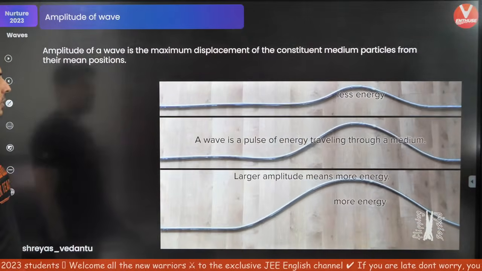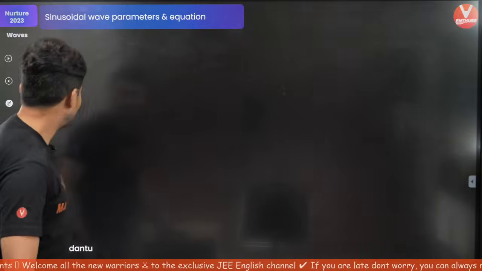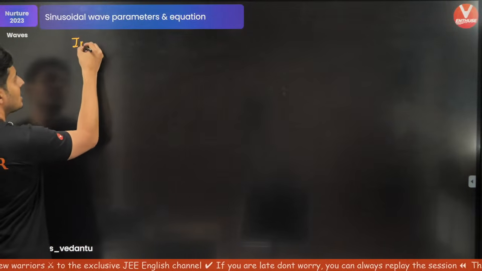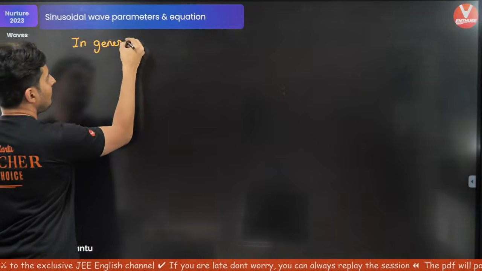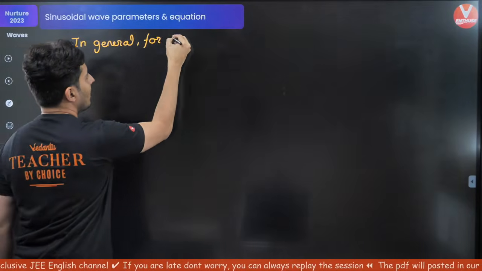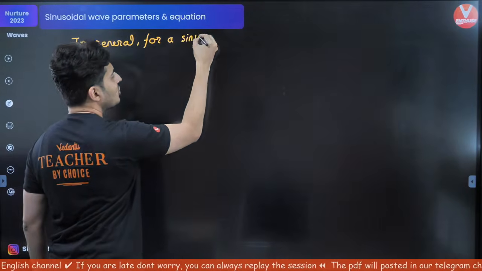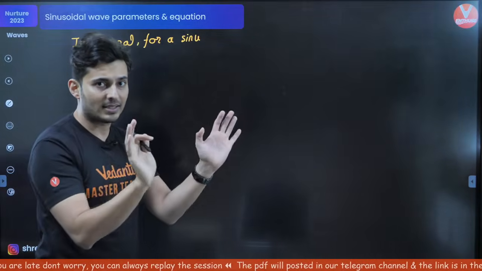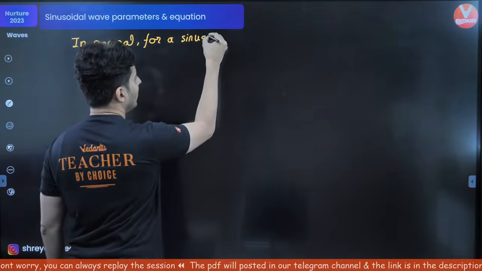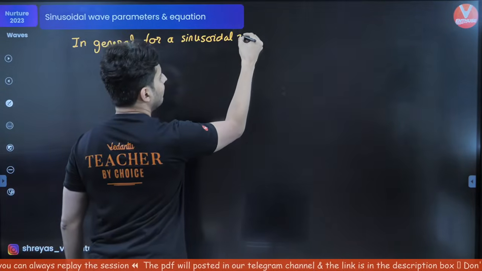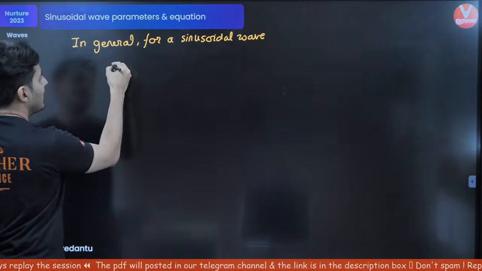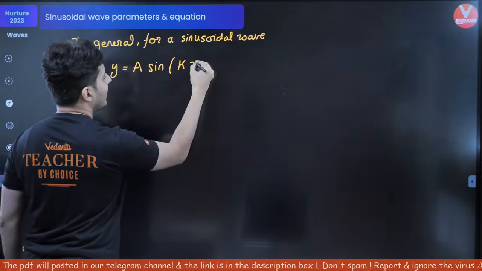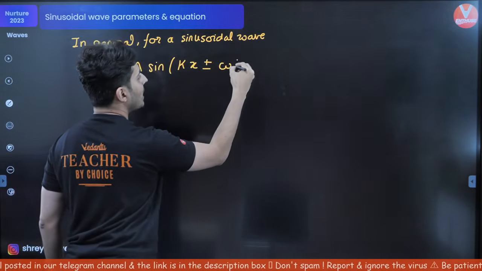So we just discussed amplitude. So let's write down the parameters of a wave. So in general, a sinusoidal wave means a wave which goes up and down smoothly. There are crests and troughs. It follows the sine or the cosine equation. For a sinusoidal wave, I can say that y is equal to A sin(kx ± omega t).